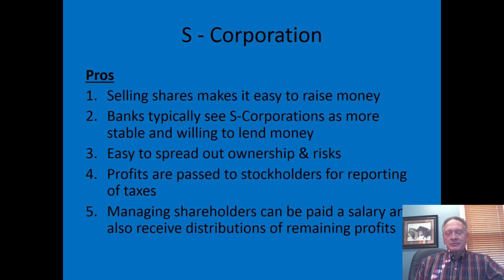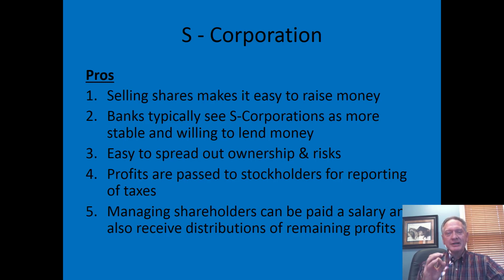S corporations report their income to the IRS just like a C corporation. They do that on a 1120S tax return, but they don't pay taxes to the IRS. So an S corporation is really just like a partnership in the sense that all the profits are reported to the individuals who own shares in that business, and then those profits are taxed on the individual's personal tax return. It's called a pass-through entity.